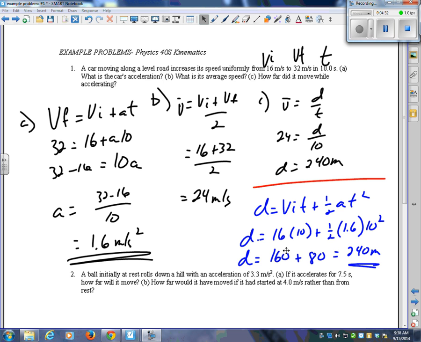This number here is how far it would have gone if it had not accelerated. This is how far it goes in addition or extra because it is accelerating, right? And so then this is the value at the end, the total of those two. How far it would have gone if it didn't accelerate, plus how far extra it goes if it's accelerating, is equal to the displacement. Okay? Notice that this didn't require step B.